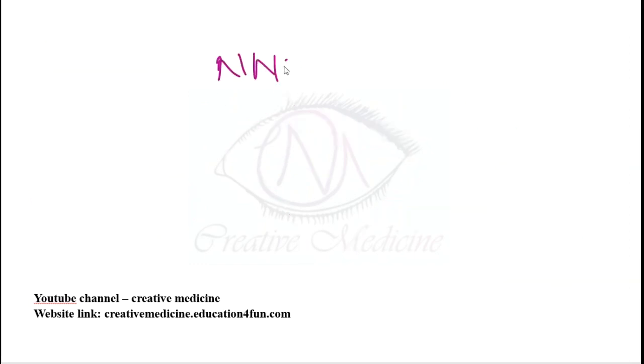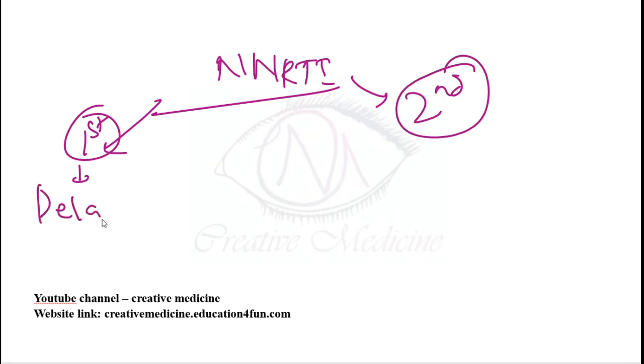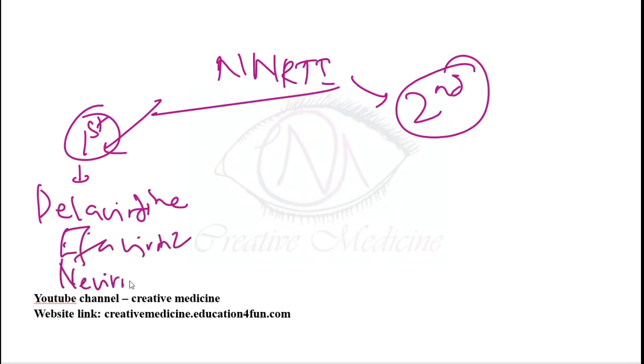Then we have non-nucleoside reverse transcriptase inhibitors. In non-nucleoside reverse transcriptase inhibitors, we have two types: first generation and second generation. First generation non-nucleoside reverse transcriptase inhibitors include delavirdine, efavirenz, and nevirapine.